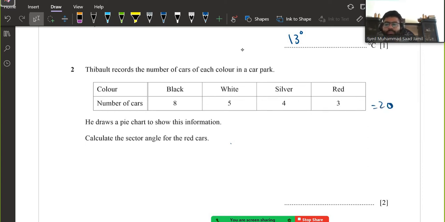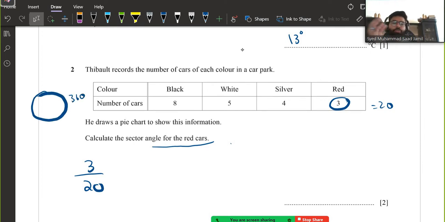Now it says calculate the angle of the red cars. Red cars are 3. So we will do 3 upon 20. Since a whole circle is 360 degrees and we want a proportion of that 360 degrees, we will do 3 upon 20 multiplied by 360. And the answer is 54.